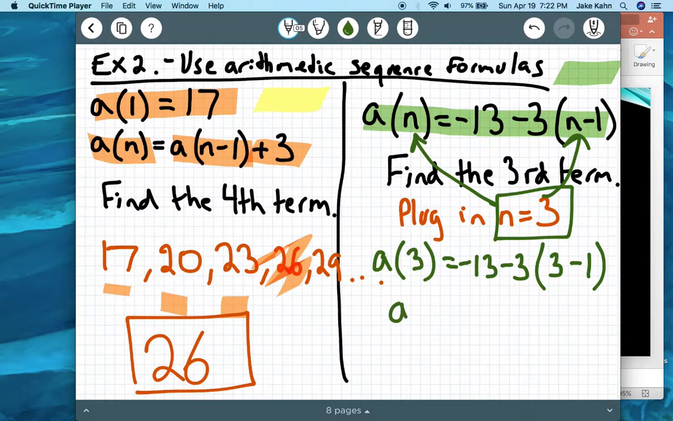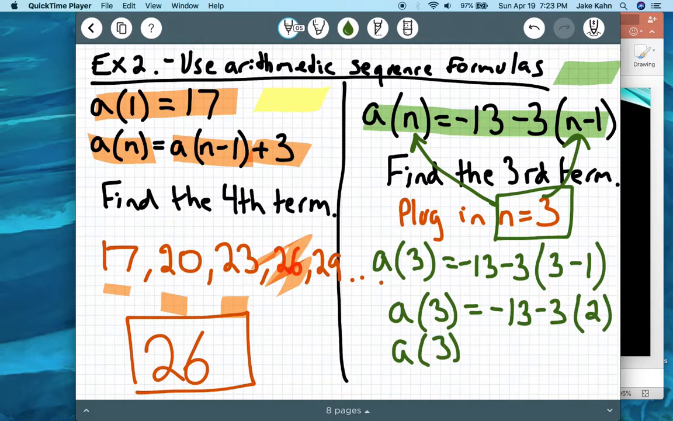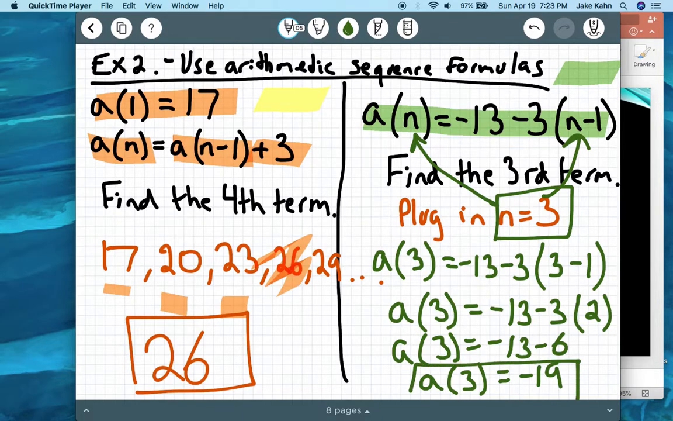So a of 3 is equal to negative 13 minus 3, parentheses first, times 2, since 3 minus 1 is 2. A of 3 is equal to negative 13 minus 6, multiplying the negative 3 times 2. And then finally, a of 3 is equal to negative 19. And that would be your final answer. The third term is equal to negative 19.